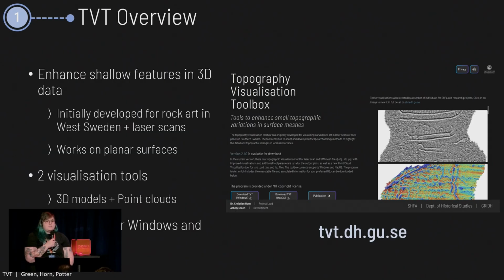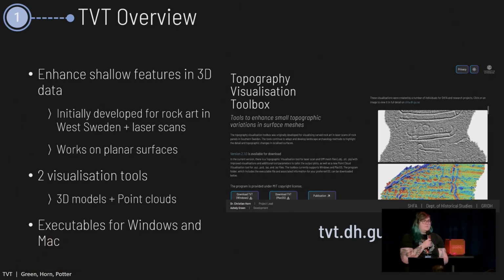So TVT, or Topography Visualization Toolbox, contains two separate tools to create image visualizations from 3D models and point clouds. It was originally developed for the rock art in West Sweden, which has a very large global curvature and usually very small and very shallow carvings. It was developed for laser scans, but now it's also working for photogrammetry models, which you'll see in a bit. But it does only work on planar surfaces at the minute. And it's available for download for Windows and Mac.